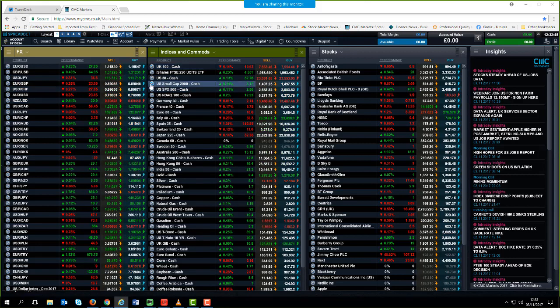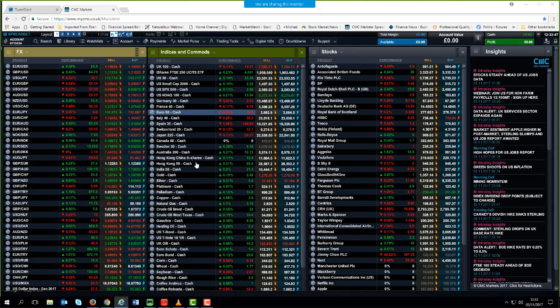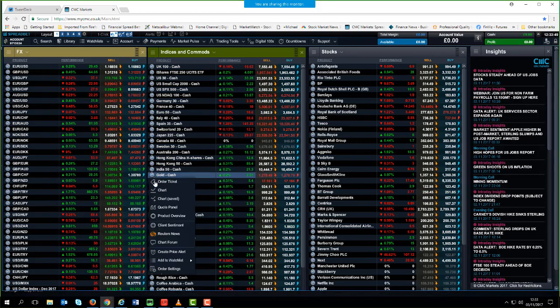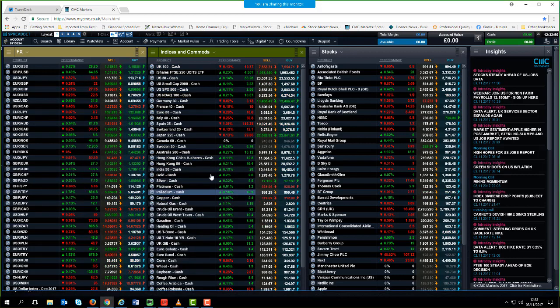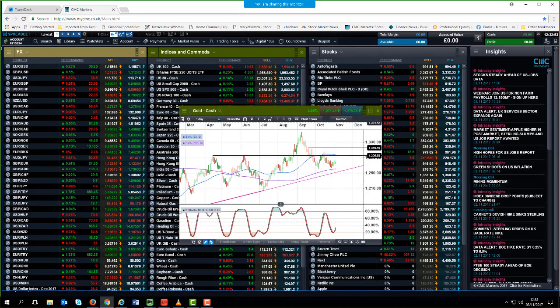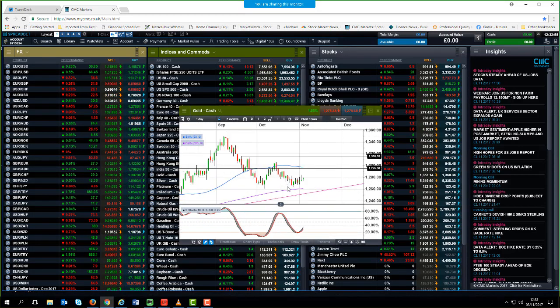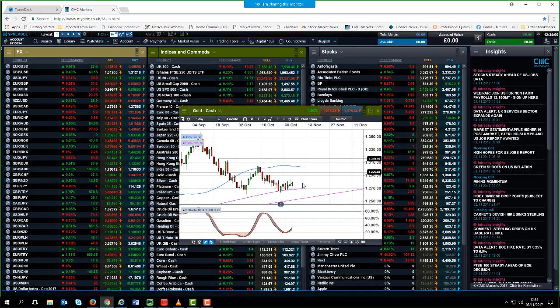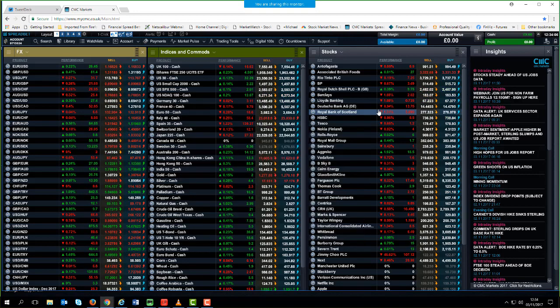FTSE 100, pretty uninteresting. Looking at gold, because that's a slightly dollar negative number, I think the bias here for gold is for a move back to around 1290. I can't see us dropping much below the lows that we see this week at 1270.